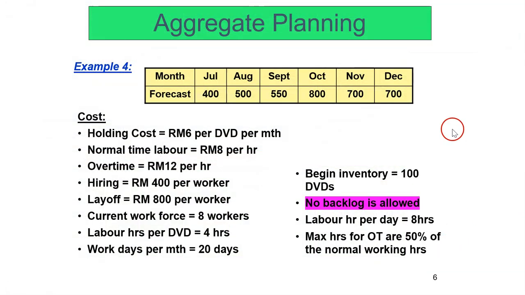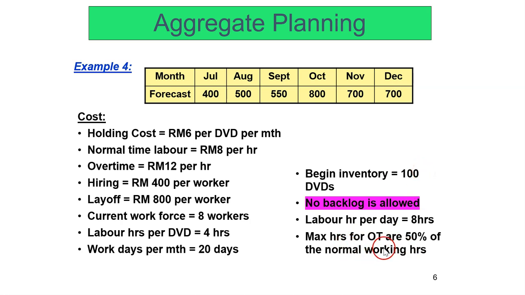Okay, next we're going to do this example. Okay, now we have the forecast. So we have the information on the holding cost. Okay, but this time they need us to do the hiring and layoff. There's no subcon. So we're going to have regular, overtime, hiring and layoff, and also we have the inventory cost, and again the constraint is no backlog allowed, and also we begin with 100 inventory.